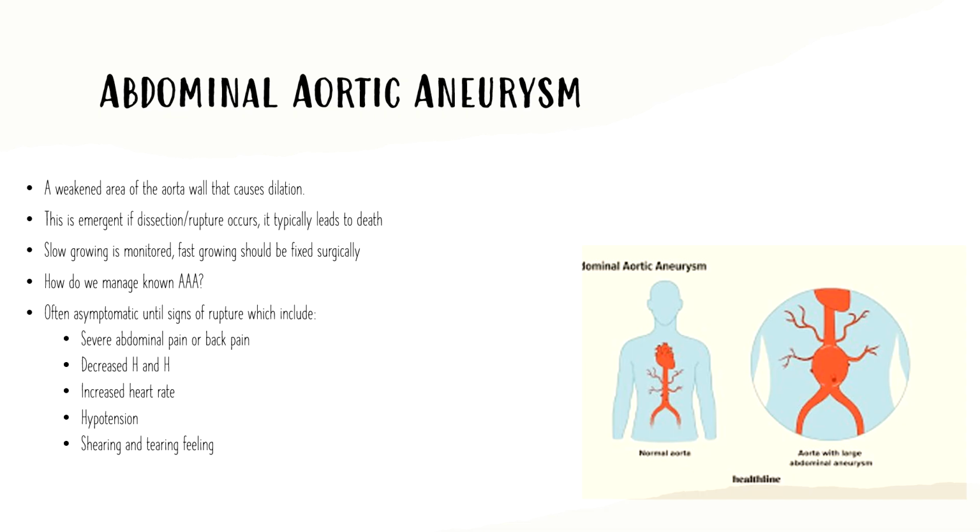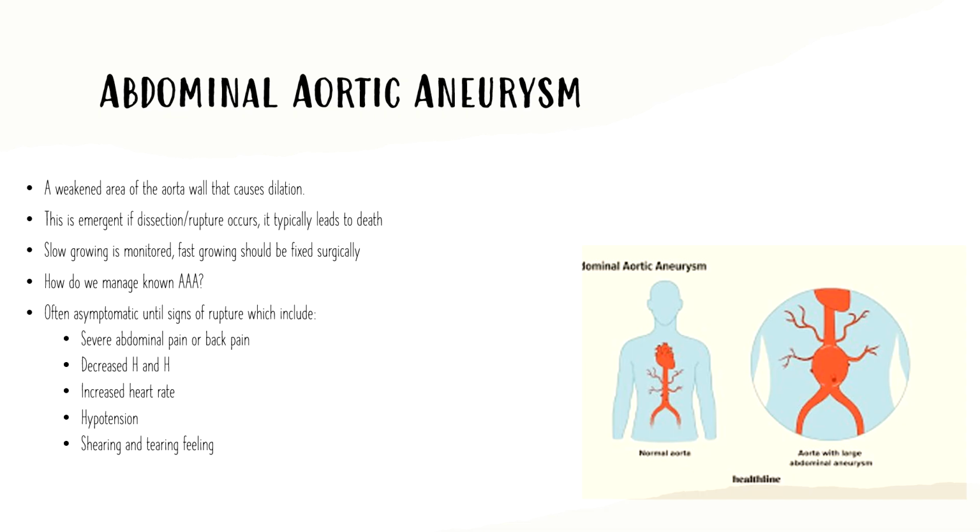And then it might be asymptomatic. Maybe they just find it on imaging or because they meet some criteria for risk factors. If it urgently or emergently ruptures, they're going to complain of severe abdominal pain or back pain. We would notice an increase in heart rate. We would have a decrease in blood pressure. They sometimes describe it like a shearing or tearing feeling.